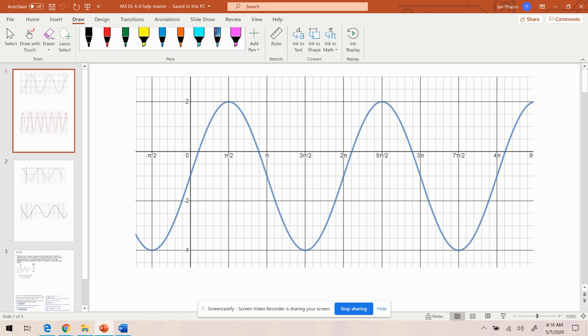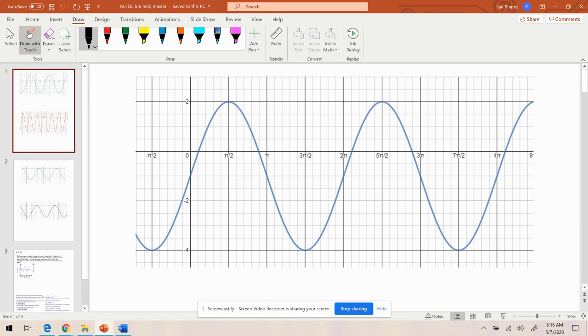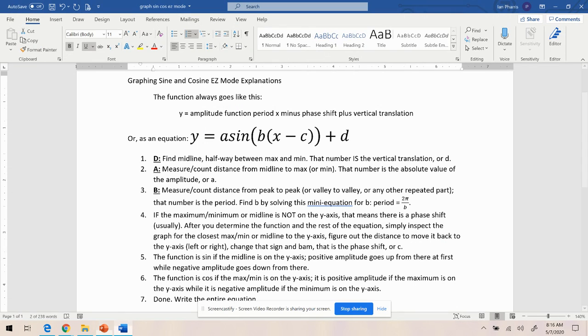Okay, here we go. Here is the first help video for 6-6 graphing trig equations. I have 4 equations here. We're going to do this video in 2 parts and then some homework help on this slide right here. Anyway, we're going to be using this easy mode file. You can pause it on the screen there.